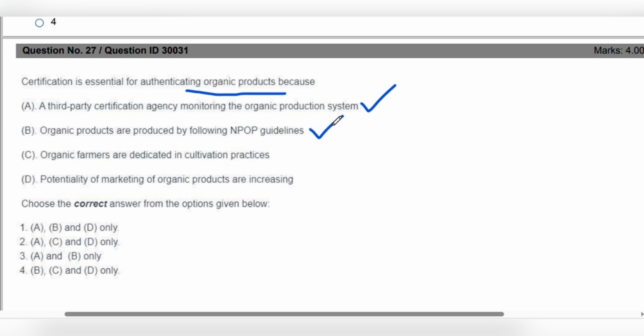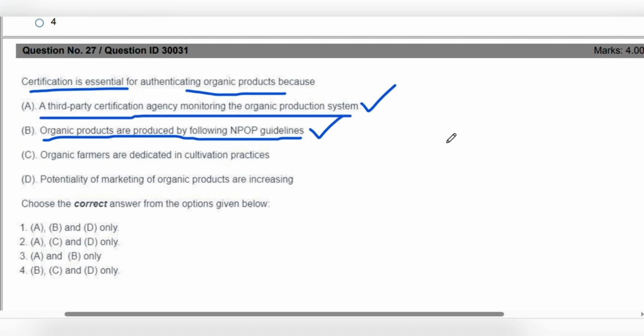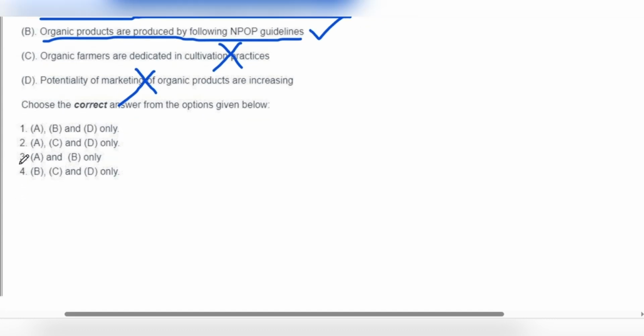So certification is essential to check whether the organic products are actually produced by following the NPOP guidelines or not. And a third party certification agency monitoring the organic production system is required to see whether the farmers are actually practicing the organic practices or not. Organic farmers are dedicated in cultivation practices. This is not the case, because then we would not be needing any certification. And potentiality of marketing of organic products are increasing. This statement is true, but it is not related to essentiality of certification. So the answer here will be A and B only.